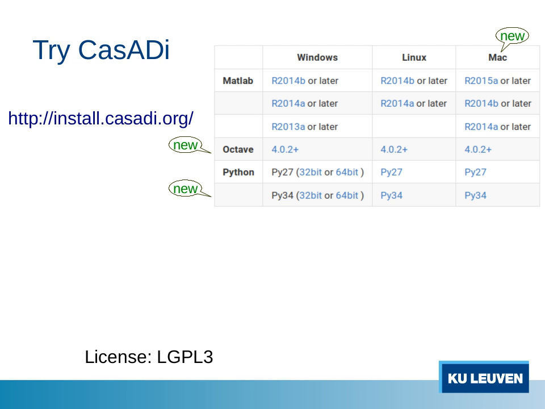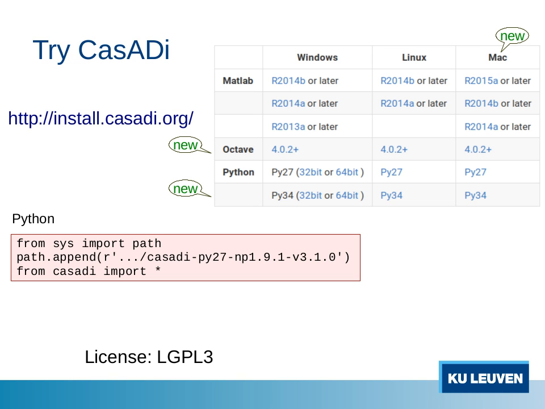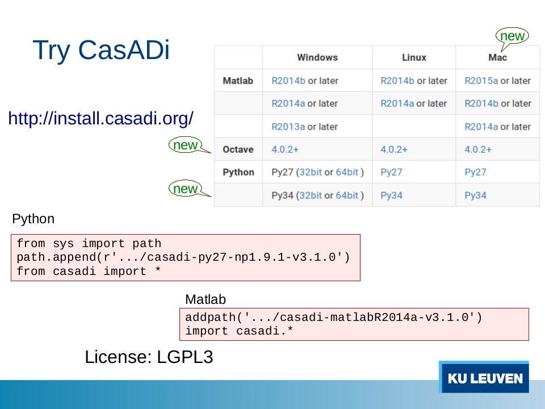Now, if you want to go ahead and try CasADi, it's easy. You just go to the install link and you select from the table which version of CasADi you want to try out. The license is LGPL, so you can use it for commercial things as well. After you click a download link, you just simply need to unpack the zip file or the tar file and then add it to the path. So with Python you can do it with path append, or in Matlab with addpath, and then you just import the package.